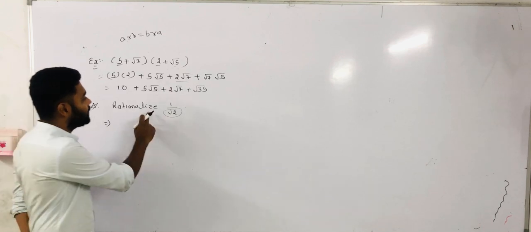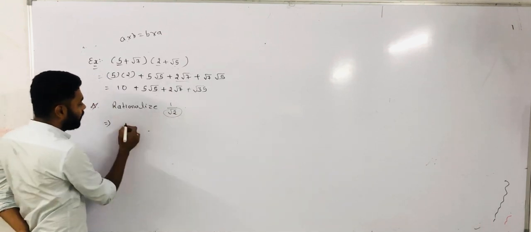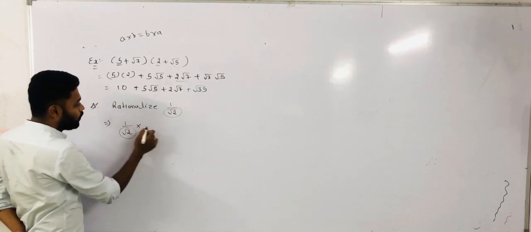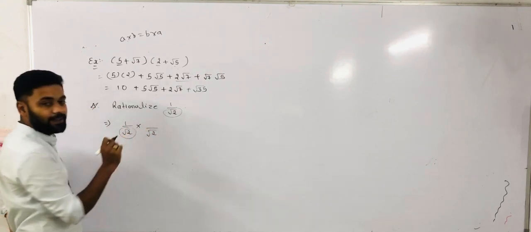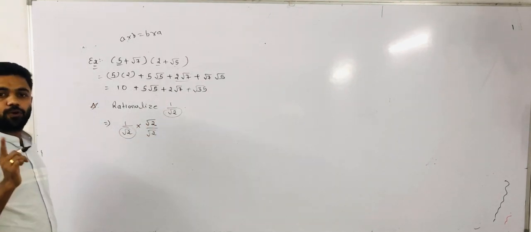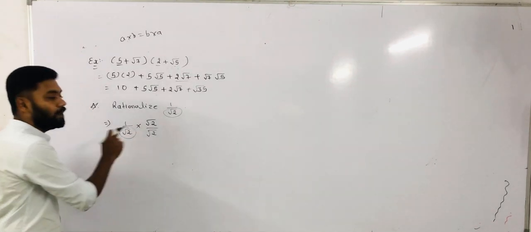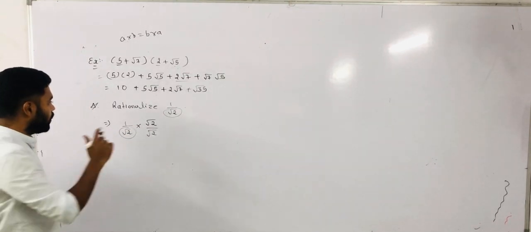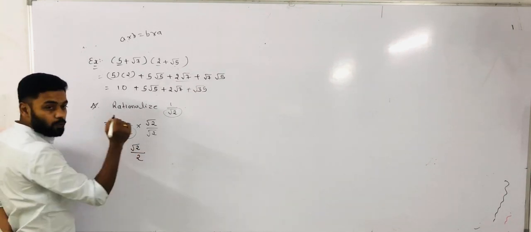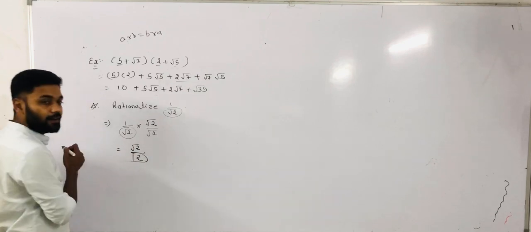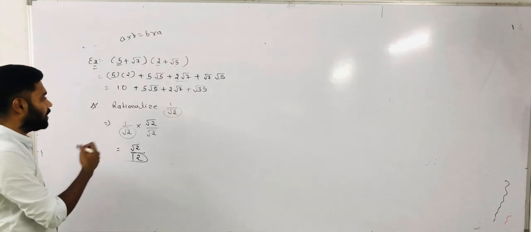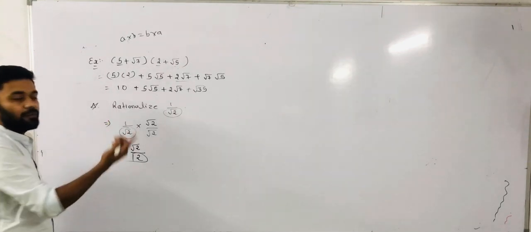So if you want to rationalize the denominator, you want a rational number, so you have to multiply and divide by some value. So in this case we multiply and divide by root 2. Why? Because we know that root 2 into root 2 is equal to 2. So what you will get? Under root 2 divided by 2. So now our denominator is rational. If we want to make the denominator rational, then we have to multiply and divide by an irrational number.